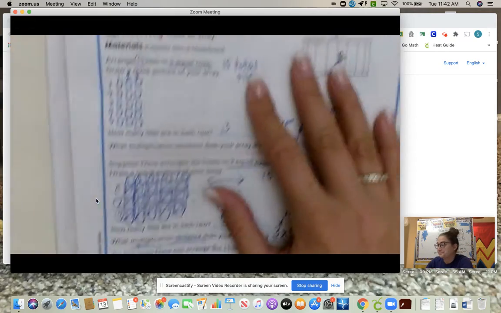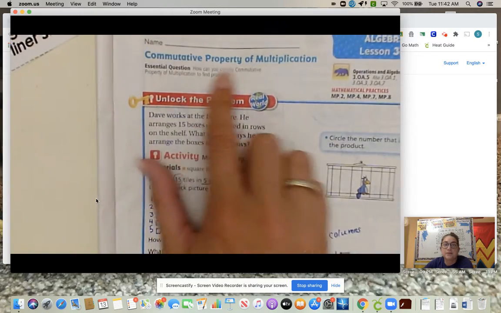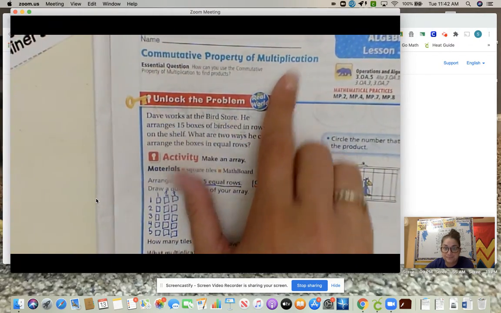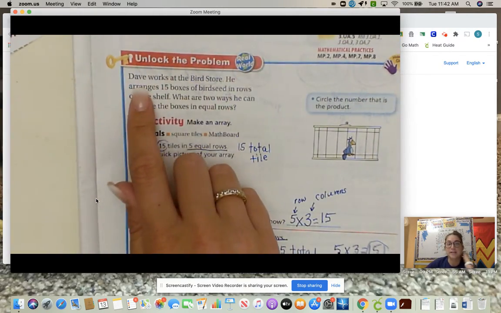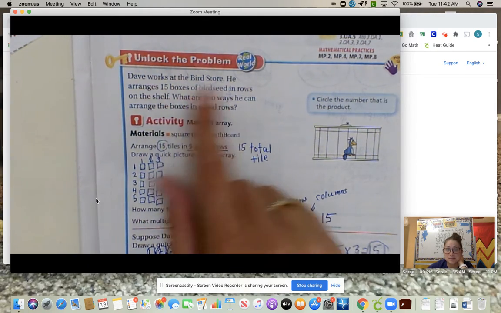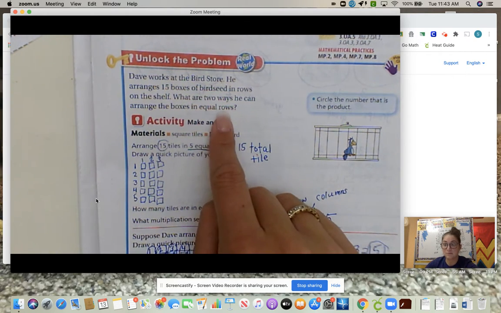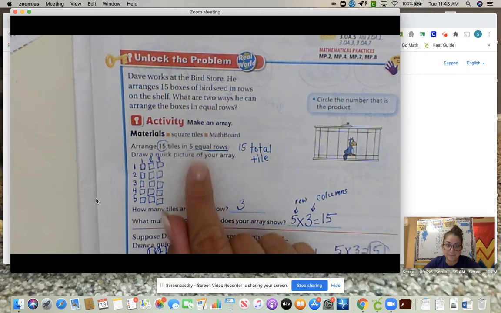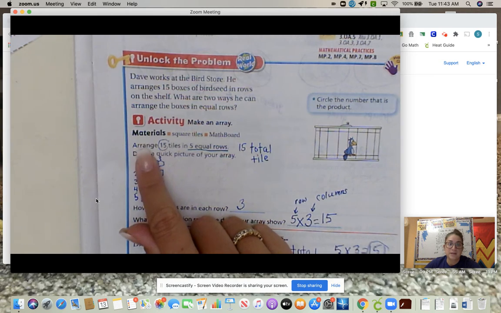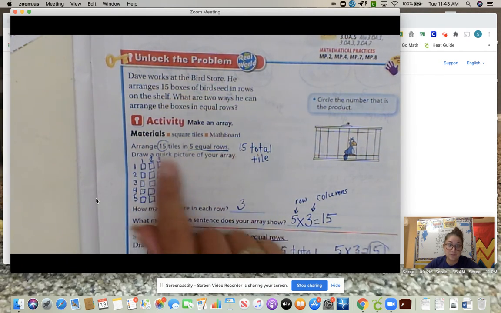All right, so now we're doing the commutative property of multiplication. So Dave works at the bird store. He arranges 15 boxes of birdseeds in rows on the shelf. What are 2 ways he can arrange the boxes in equal rows? So this is a commutative property. We need to arrange 15 tiles in 5 equal rows, and so we're going to draw a picture.